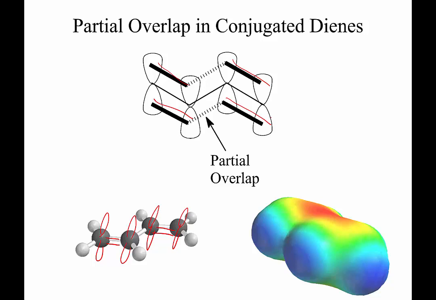But what happens in a conjugated system is that the middle two carbons can partially share the multiple bond. So there's a partial overlap of those two carbons. Not enough to create a double bond, but not enough that it's just a single bond. And so this partial overlap is what makes the molecule stable.